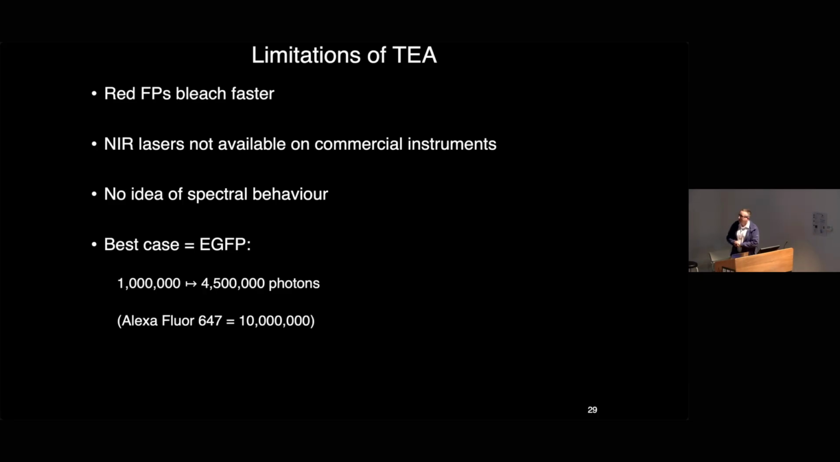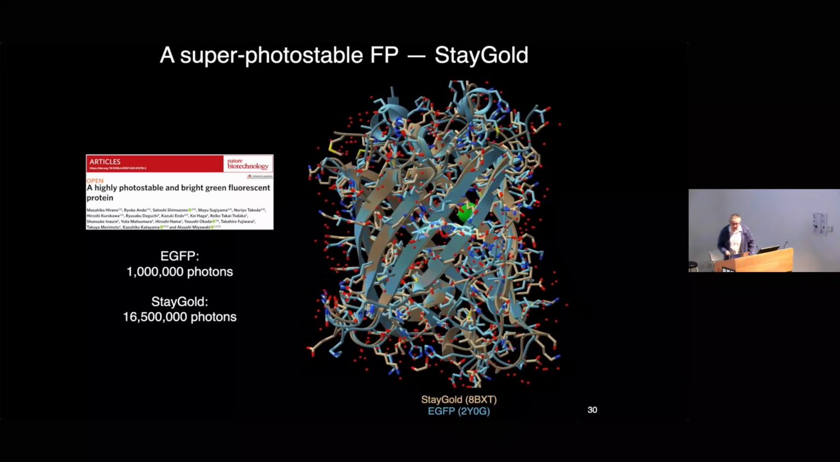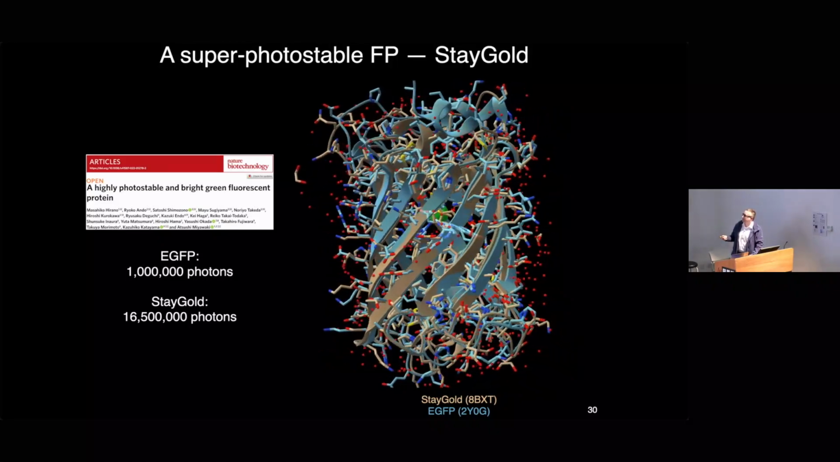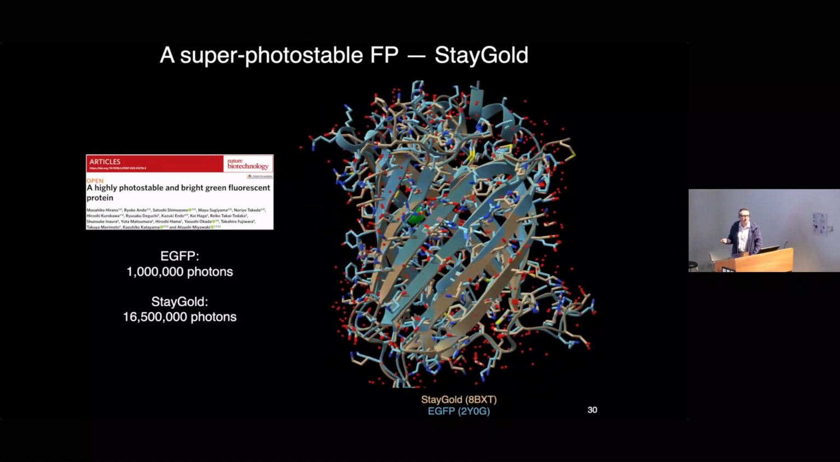There's also another issue, which is that if you add this laser onto a sample that's got a red fluorescent protein in it, that makes it photobleach faster, which for multispectral imaging is not good, because we always want to have green and red and blue and yellow. Commercial instruments don't have near-infrared lasers. We have no idea what the spectral behaviour of this process is, although we're trying to work that out with some collaborators in Sheffield. And even in the best case that we know of, EGFP, we go from 1 million photons to 4.5 million photons. If you compare that with a fairly standard small molecule dye, they're in the sort of 10 to 100 million range. So what we should do instead is just use this super stable fluorescent protein, StayGold, which has 16.5 million photons within it.